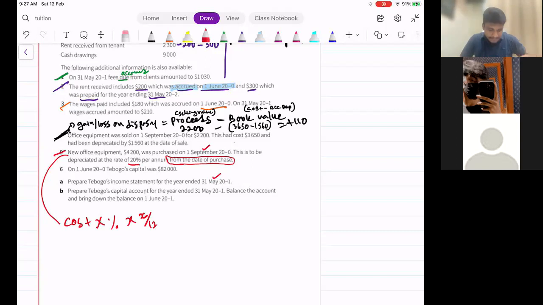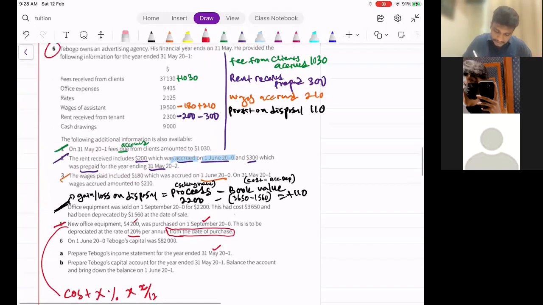9 months. So you take the cost, 4,200, times 20%, times 9 over 12. You know how I get 9 over 12? 9 months. How many months did you use the asset? Then your answer for depreciation will be 630.